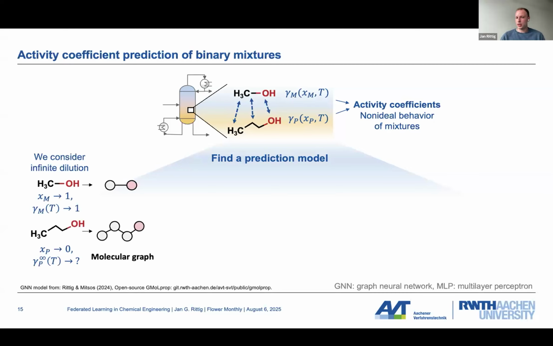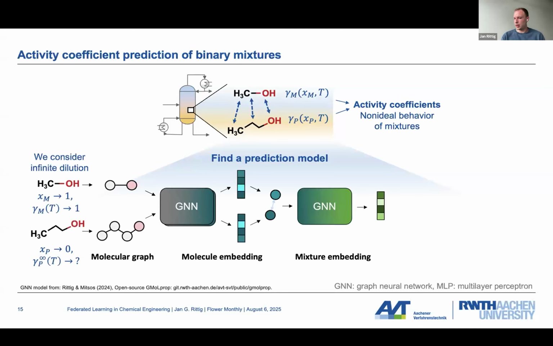So we start with the molecular structure, then we create these molecular graphs, and then we can use so-called graph neural networks, which give us first an embedding of the molecules. We again can employ a GNN to give us some mixture representation. We can also use some additional features, such as the temperature of the mixture, and then use the standard multi-layer perceptron to predict these activity coefficients. So again, we do not need to understand the details of these models here, but in general, we can use machine learning models, in this case graph neural networks, to predict activity coefficients directly from the molecular structure.